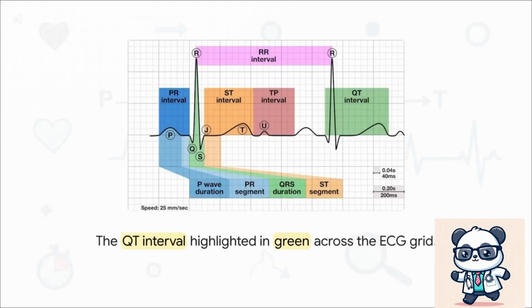Looking at the grid here, you can see the QT interval highlighted in green. It's a precise window. And miscalculating it? Well, that can lead to missing deadly arrhythmias like Torsades de Pointes. That's exactly why we've got to get this right.